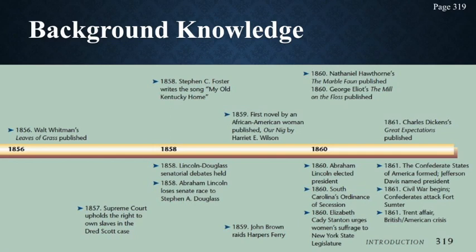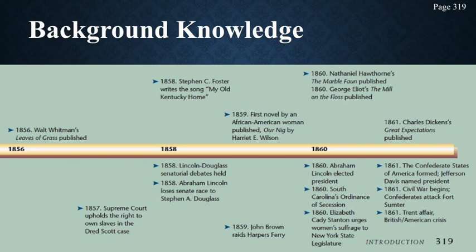The Marines are called in under the command of nobody other than Robert E. Lee, and they put down this raid. John Brown is going to be tried, and he's going to be executed for his crimes. That makes him a martyr. A martyr is someone who dies for the cause and almost becomes bigger after their death as a rallying cry for those who support the cause.